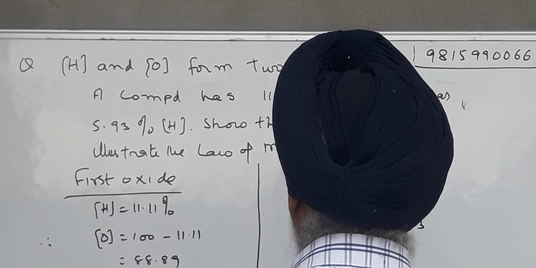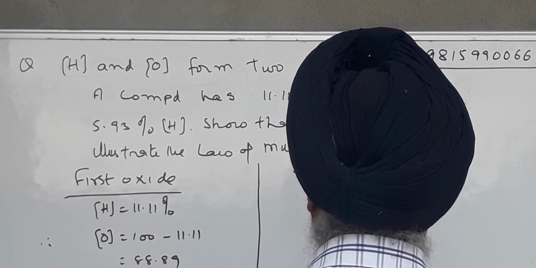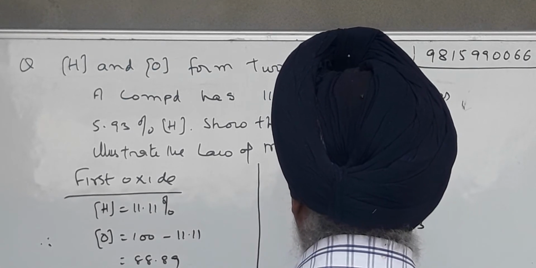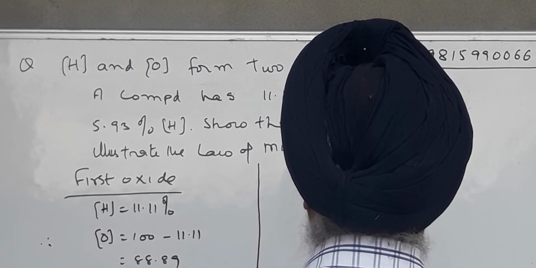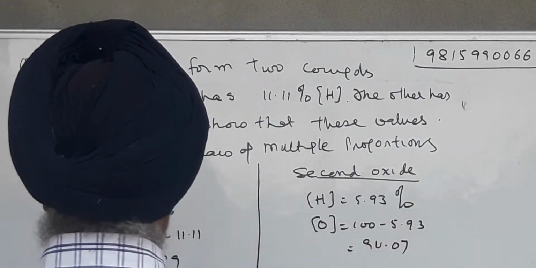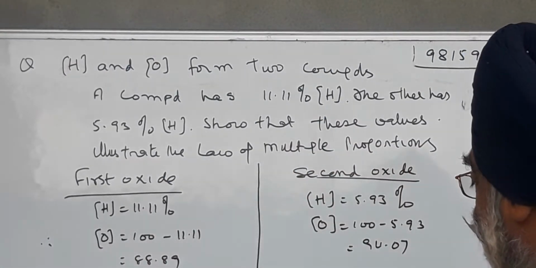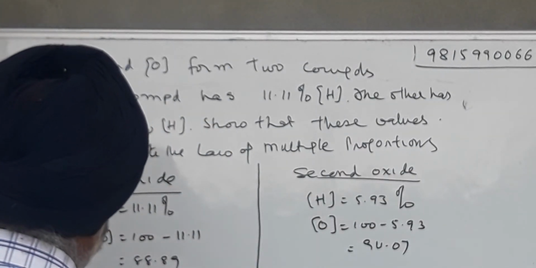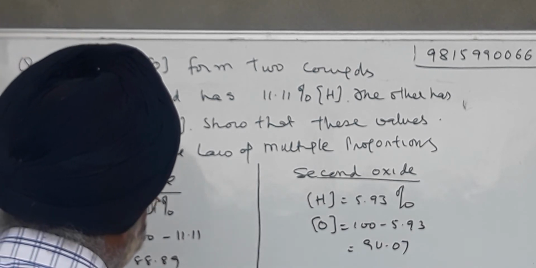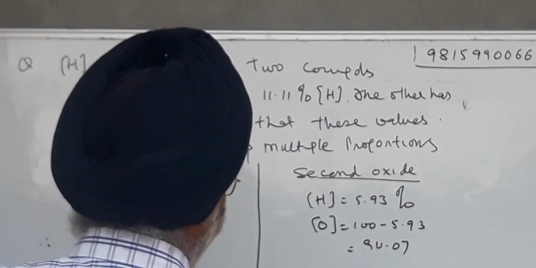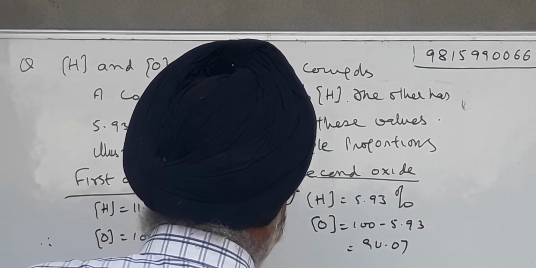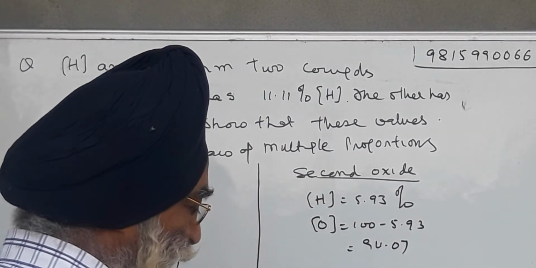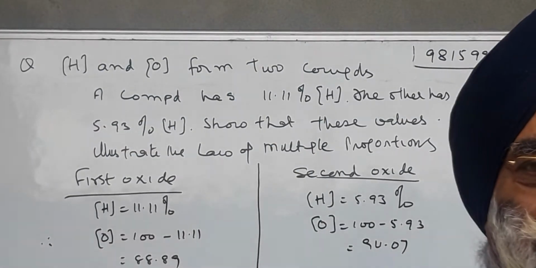Divide by 5.93, the hydrogen to oxygen ratio is 1:16. So this ratio is 1:8, this is 1:16, and these two are in a simple whole number ratio of 1:2. These are in a simple small whole number ratio, and therefore illustrate the law of multiple proportions.